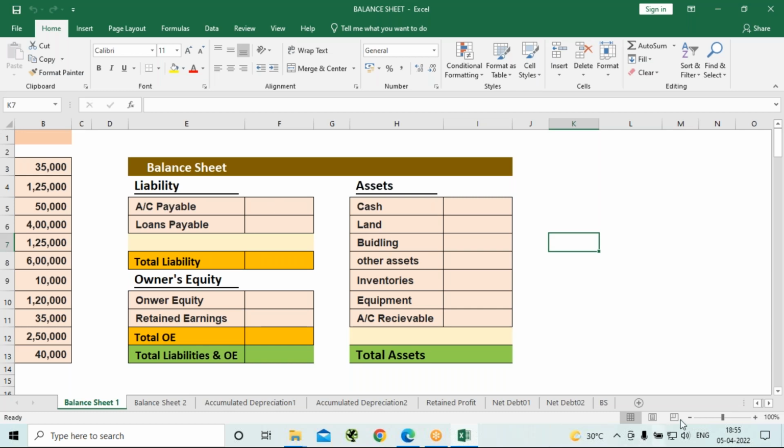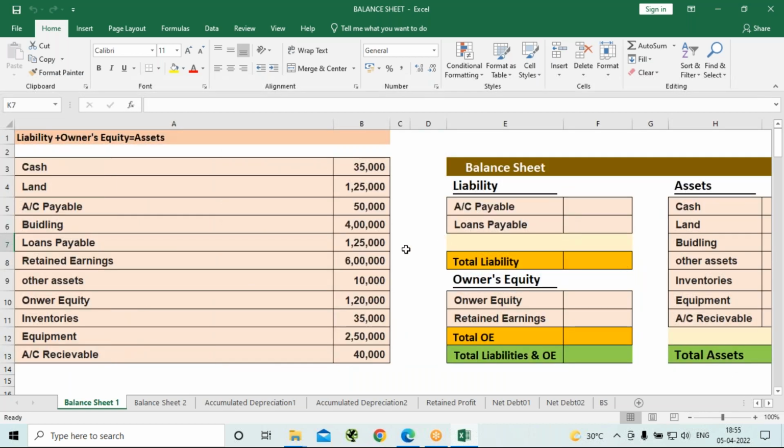So as we know, it is a container containing three pieces of information, that is the liability plus the owner's equity or the capital, whose value should be equal to the assets value. So that is the balance sheet. As you all know what all the information you are supposed to feed over here. Okay, so let me put in the values over here.